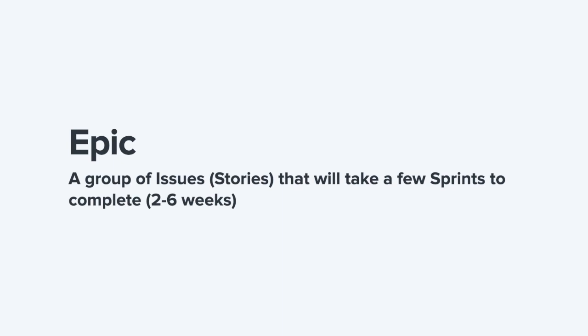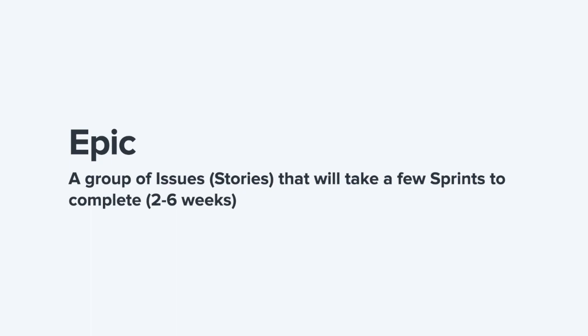Well, an epic is something that Zenhub adds to allow you to group together issues or stories that will take a few sprints to complete. Think 2 to 6 weeks on average. Most of our customers use this to group long-term or short-term goals together.